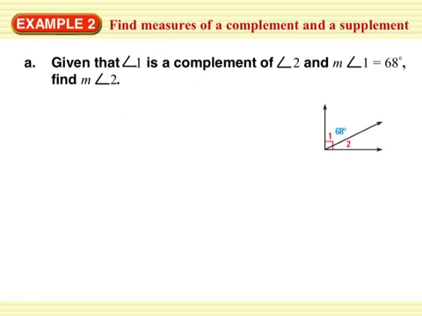Okay, example 2. Find measures of a complement and a supplement. Given that angle 1 is a complement of angle 2, and the measure of angle 1 is 68, find the measure of angle 2. So you know complements are 90 degrees. Angle 1 plus angle 2 is 90 degrees.